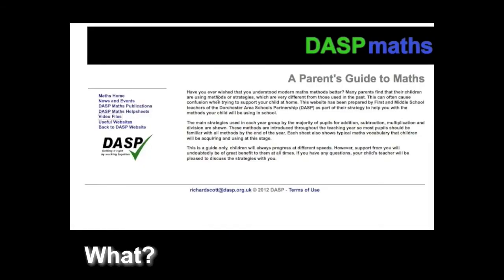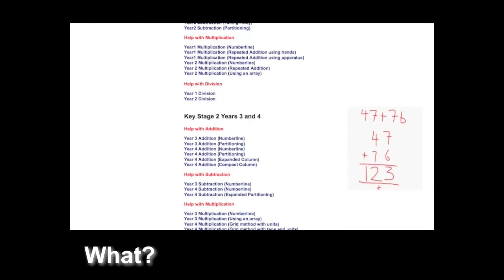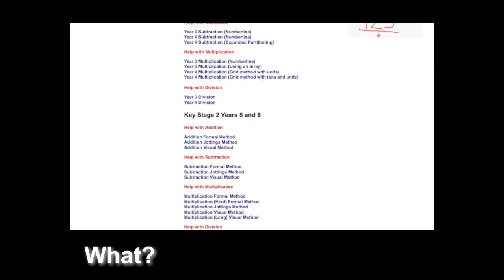Another example is the DAS Maths website. The DAS Maths website was put together by the DAS Maths Coordinator Group and includes links off to useful publications, help sheets for parents, useful websites, etc. But it also includes a section here on video files. The web address for this is www.dasp.org.uk/GASP Maths.